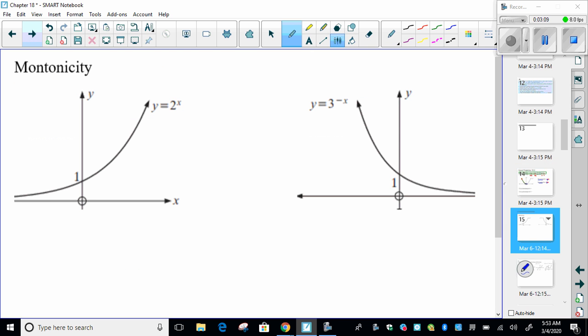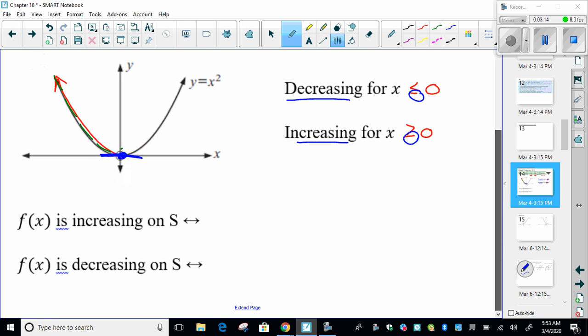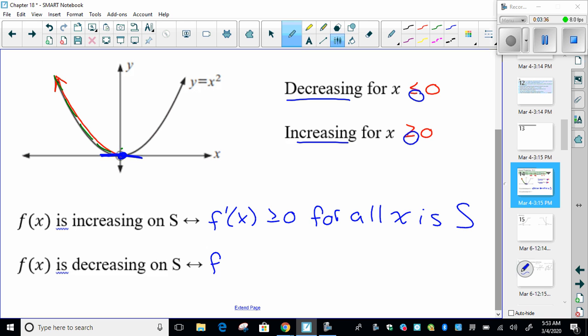Based on the fact that we're looking at our slope with increasing and decreasing, f of x is increasing across the entire set S if and only if the derivative f prime of x is greater than or equal to 0 for all x in S. Whereas f of x is decreasing on S if and only if the derivative, our slope, is less than or equal to 0 for all x in S.